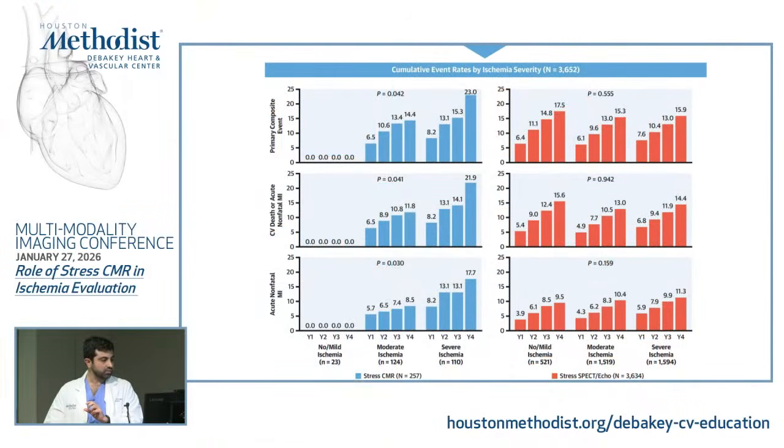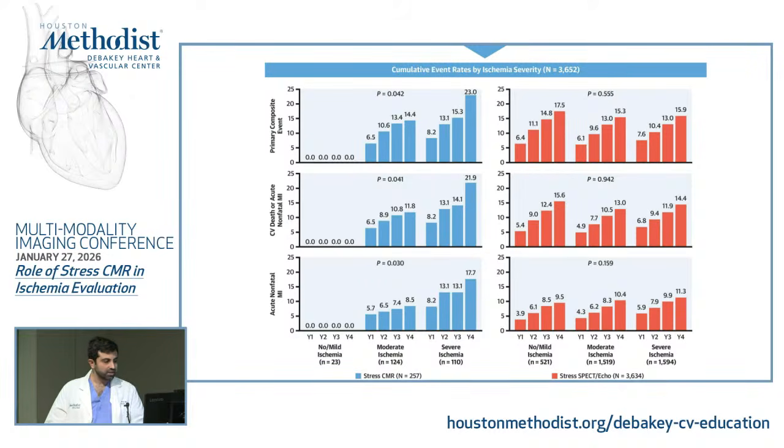So this is mild ischemia or no ischemia by MRI, this is moderate, and then this is severe. Notice in people with mild or no ischemia, they had virtually zero events. And then there was a very nice grading when it comes to severity of ischemia by MRI and the risk of events. When it comes to no or mild ischemia on echo and SPECT, there is that relationship still, but the gradient or that step up is a lot less pronounced.